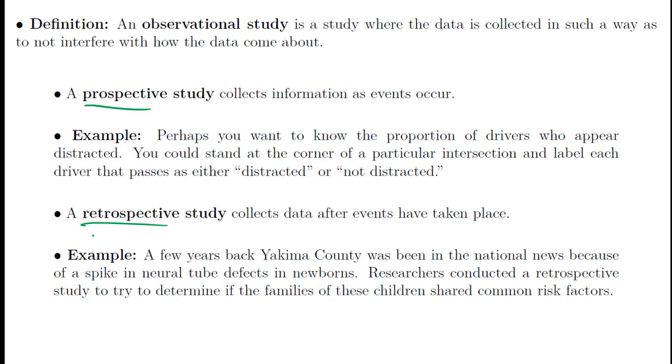One example of this is that a few years back, Yakima County was actually in the national news because there was a spike in neural tube defects in newborns. A neural tube defect is a fairly rare defect that newborns can have, and Yakima County just had way more of them than you would expect. And so researchers conducted a retrospective study where they interviewed the families extensively and tried to find out if the families that were affected by this shared any common risk factors.